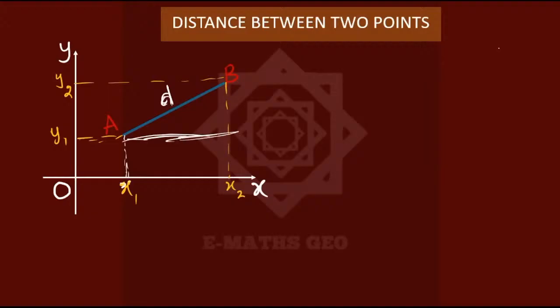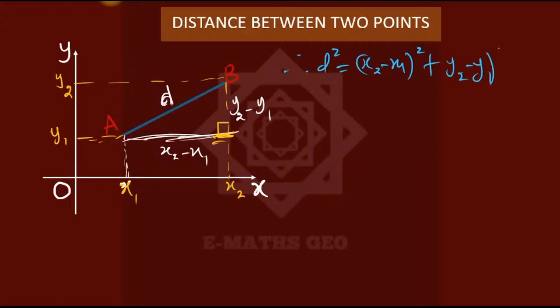because the distance between these two is now X2 minus X1, assuming that X2 is greater, and this is Y2 minus Y1. So this is an angle 90. So we'll have a right angle triangle with 3 sides, using Pythagorean theorem. Therefore, by Pythagorean theorem, D squared will be equal to the sum of the squares of the legs, which are (x2 minus x1) squared and (y2 minus y1) squared.